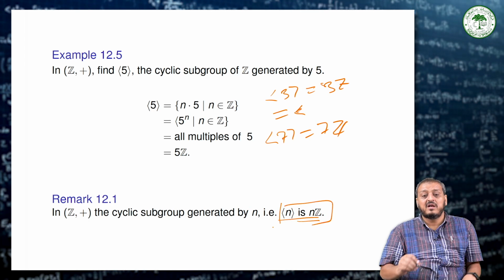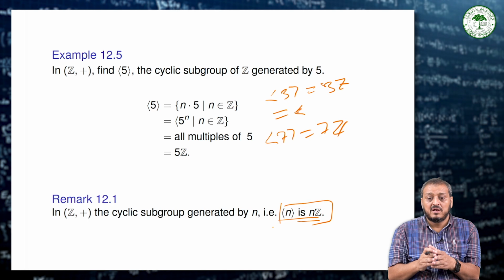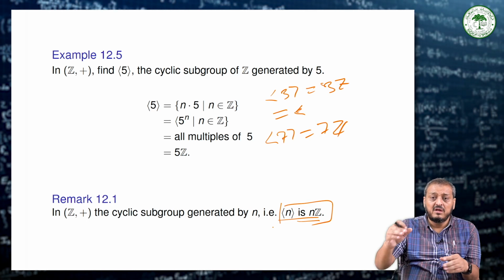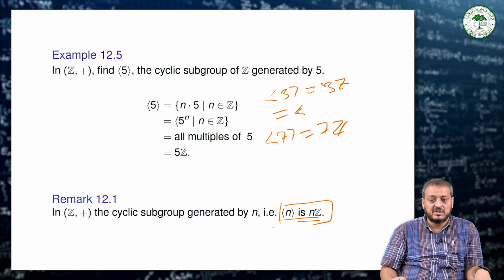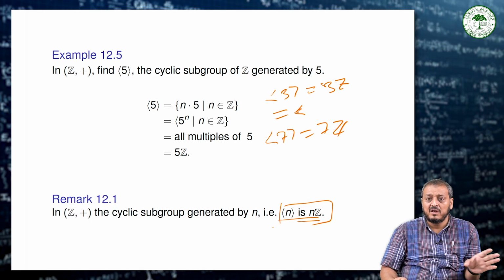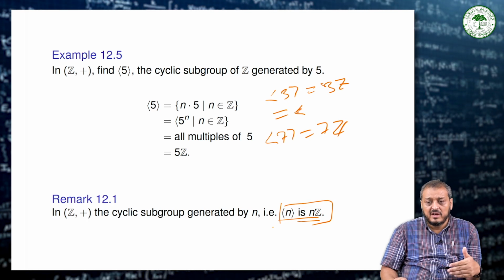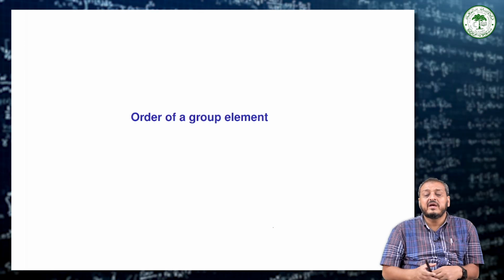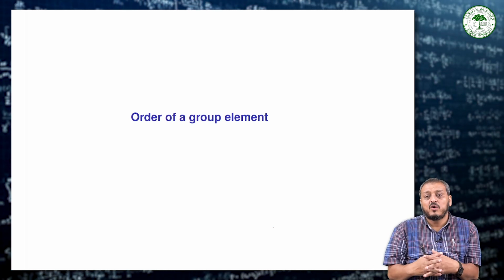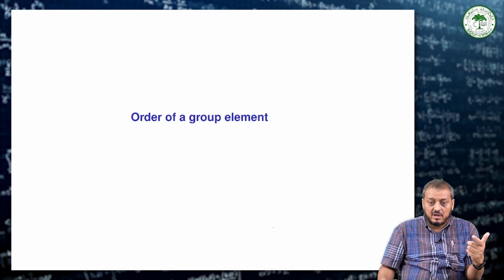In general we can write Z under addition, the cyclic group generated by the element n, is equal to nZ. So if it is generated by 2, 2Z; generated by 3, 3Z; generated by 7, 7Z; and generated by 11, 11Z, like this. Now we come to the next part: how to find the order of a group element.